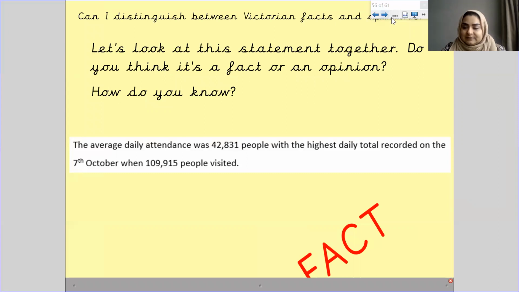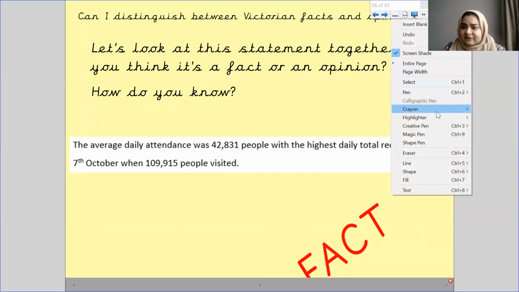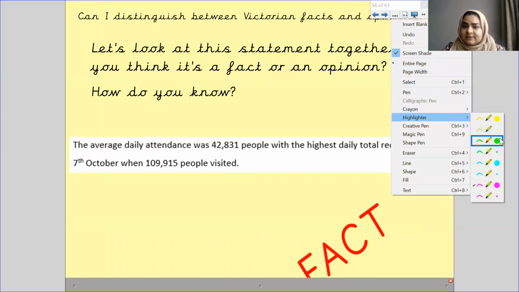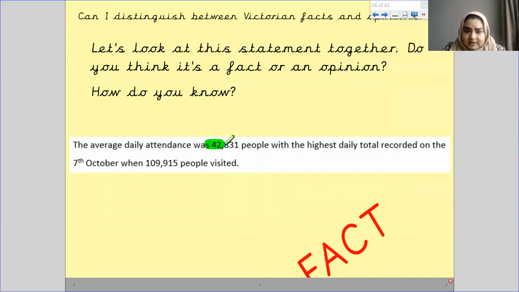Fantastic, it's a fact. And the reason it is a fact is because it has numbers, it has statistics and exact dates. Okay, fantastic.